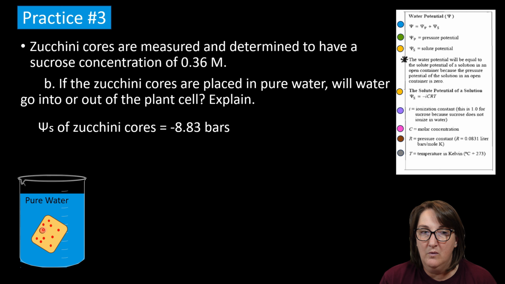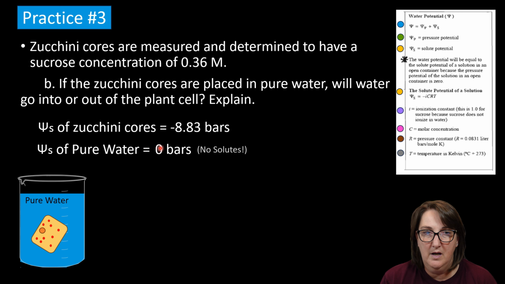So what's going to happen? Which way is my water going to want to go? So my pure water is 0 bars. So this means I have more solute inside, and I have less solute outside. So water wants to go where I have a higher concentration of solute. So it's going to want to go into the cell.